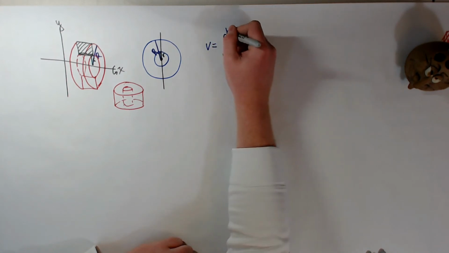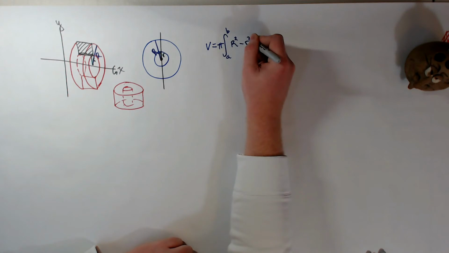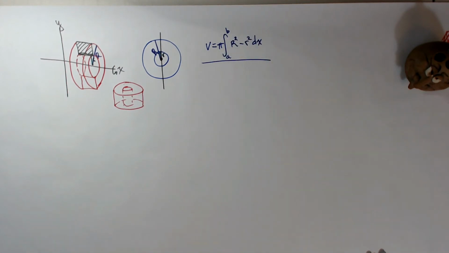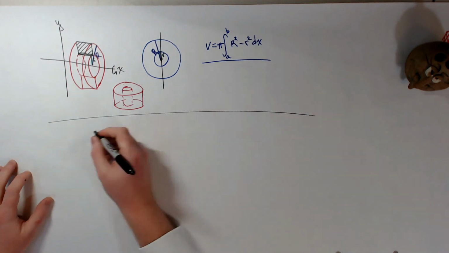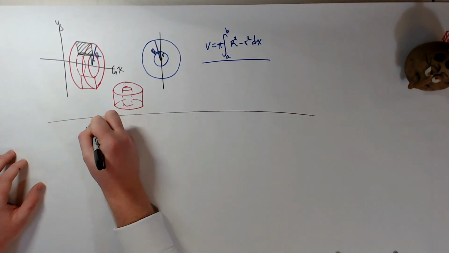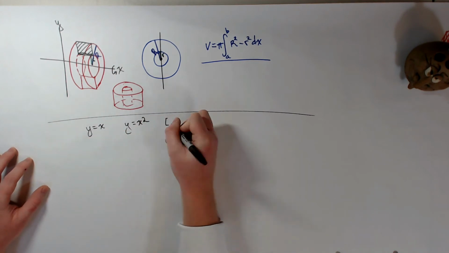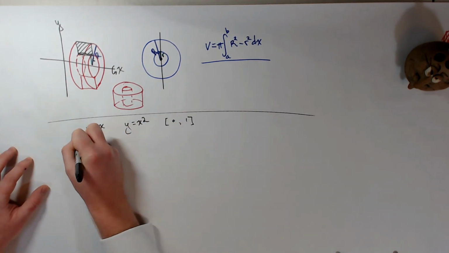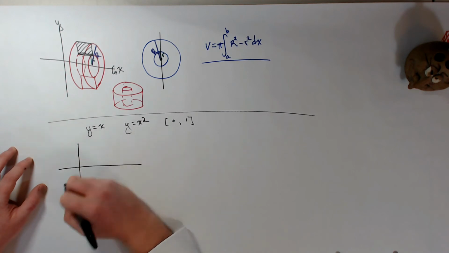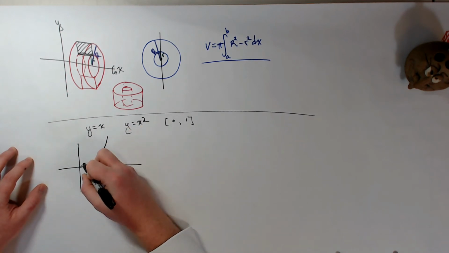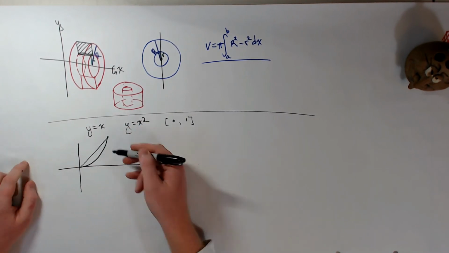So for the volume of each of these disks, we're going to have pi times the integral from a to b of large R squared minus small r squared. So let's look at an example. Let's take the functions y equals x and y equals x squared on the interval from 0 to 1. Let's get a picture going. Y equals x squared, y equals x.